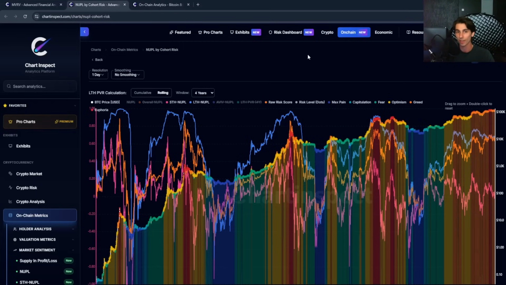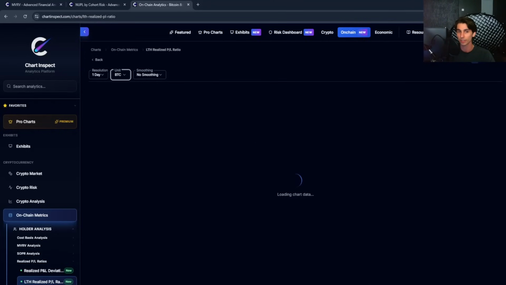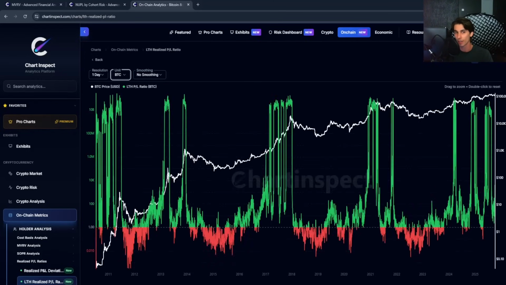So the last metric I want to look at is the long-term holder realized profit to loss ratio. This measures actual profits and actual losses being locked in on chain by long-term holders. These are conviction holders who've held for over 155 days. This chart is pretty simple, but really powerful just by looking at how it performs, right? Above 1 on this chart means that long-term holders are realizing more profits than losses, and below 1, conversely, means they're realizing more losses than profits, right?